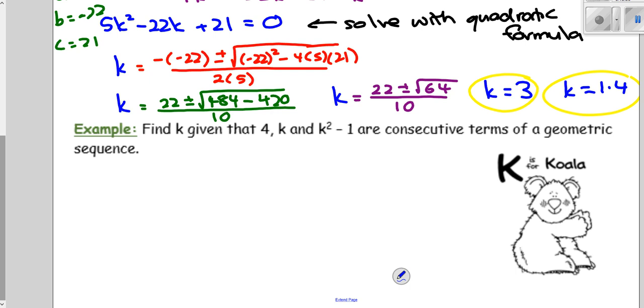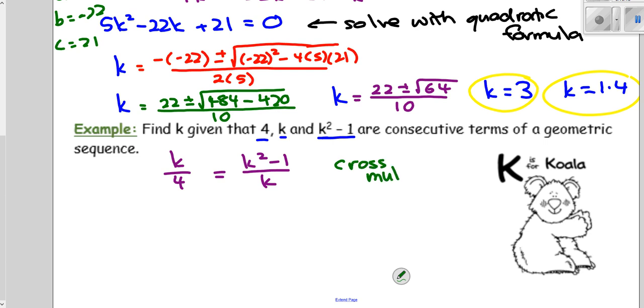Now another one might be a bit easier this time, just because the 3 terms are a bit easier. First term, second term, third term. Find k given that these 3 terms are consecutive terms in a geometric sequence. So second term divided by the first, k over 4, equals the third term divided by the second term. And like Krista suggested before, it's a cross multiply. Feel free to go ahead and just do it, and we'll see if we get the same answers.